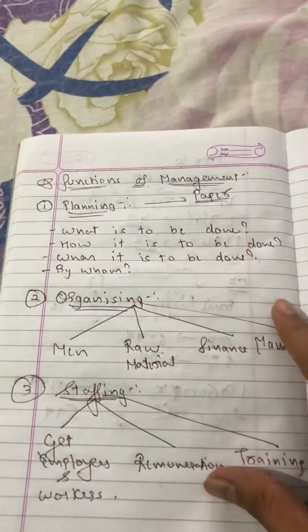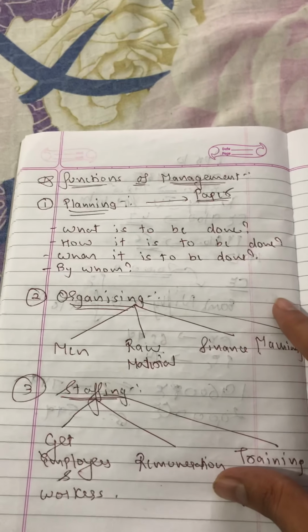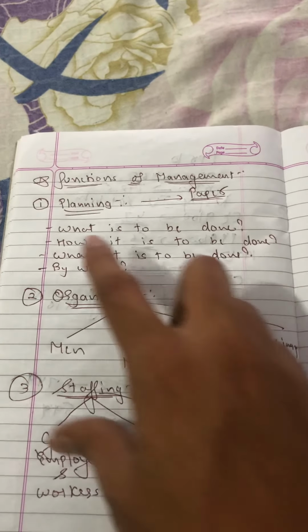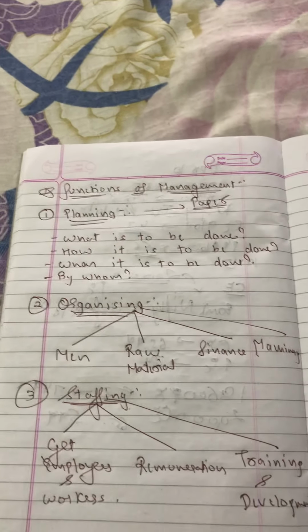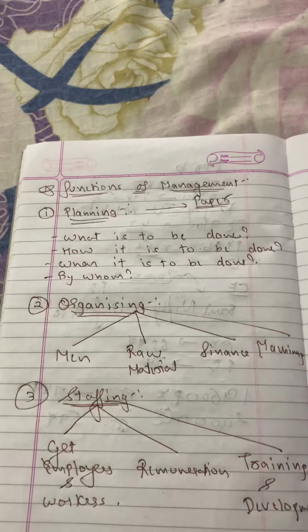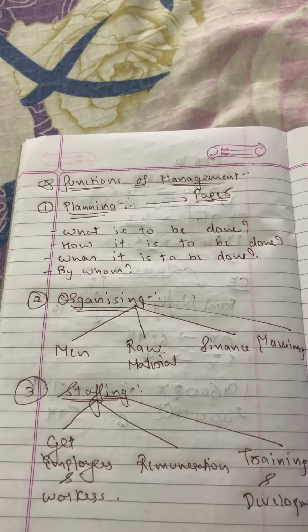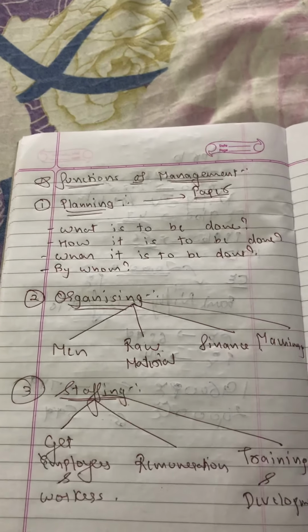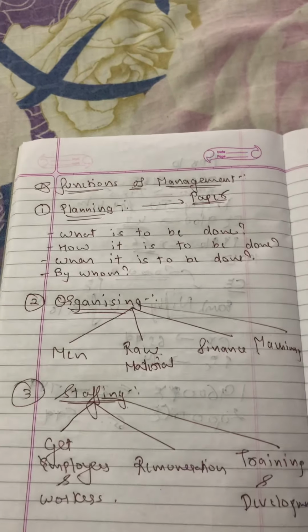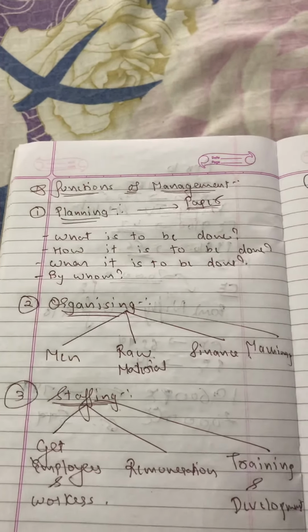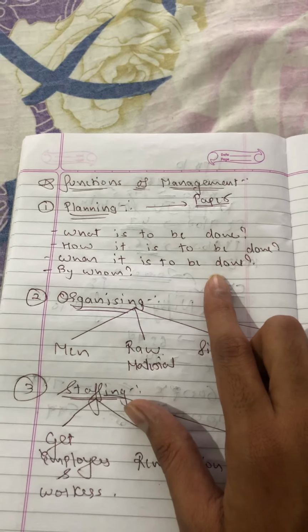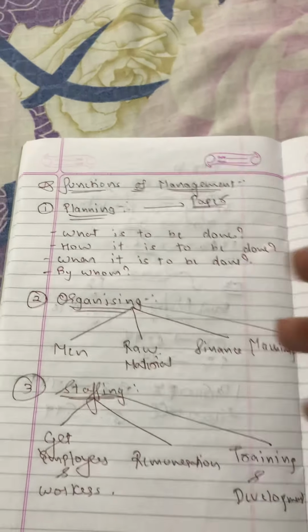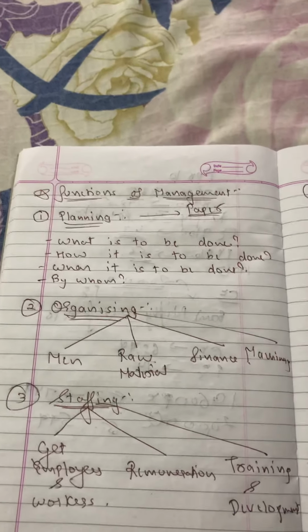So what is to be done? What is to be done is that we are going for a movie night. How is it to be done? How are we going to watch the movie? For example, we are going to go to Navsari Rajhans to watch a movie. How can we do that? We can do that, obviously, by a means of transportation like car, bike. When is it to be done? The answer is simple: Saturday night. And by whom? By all of us.